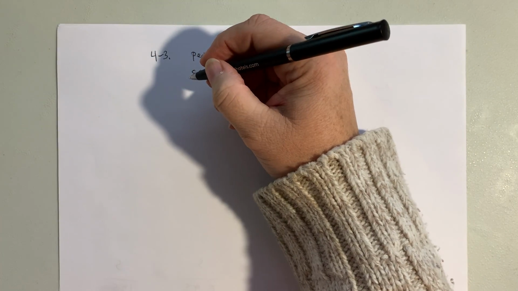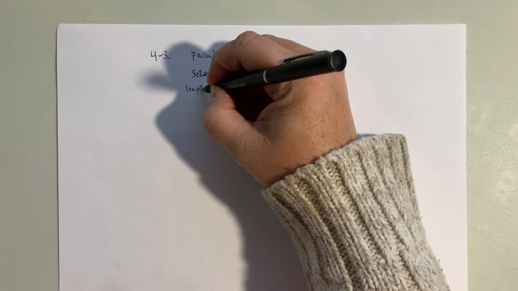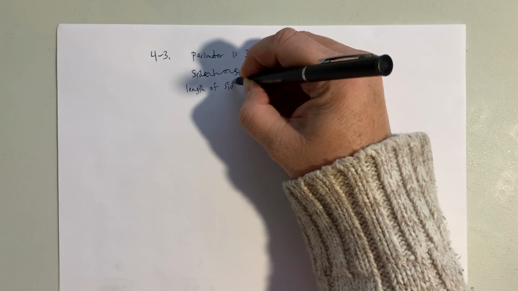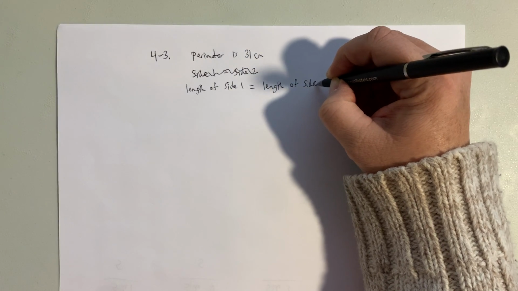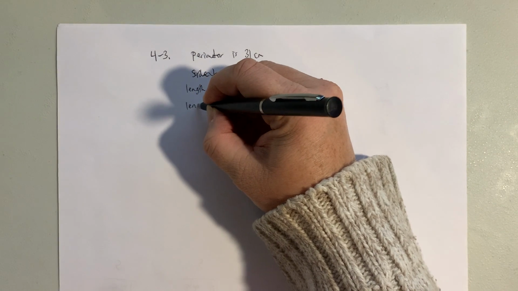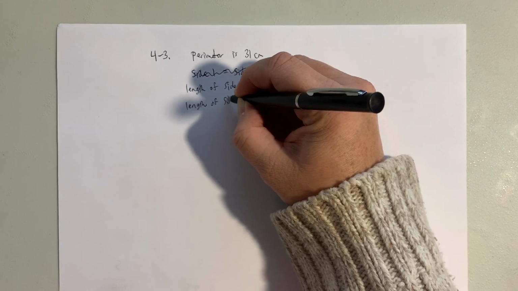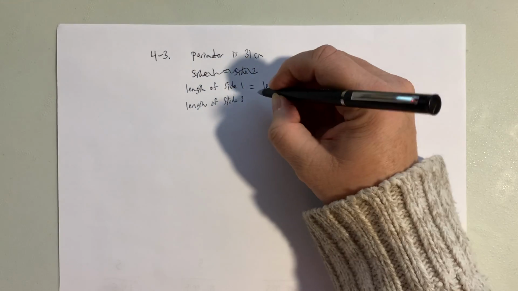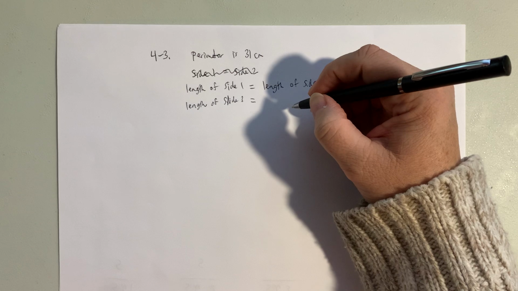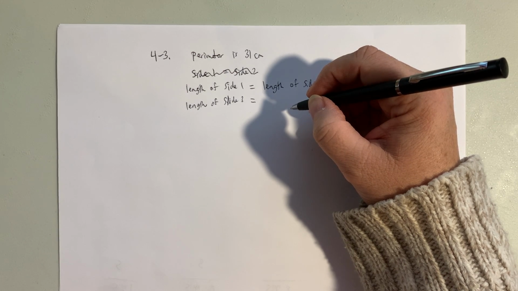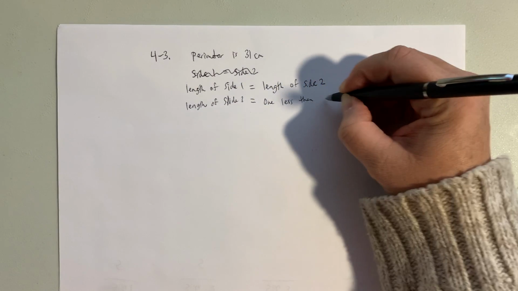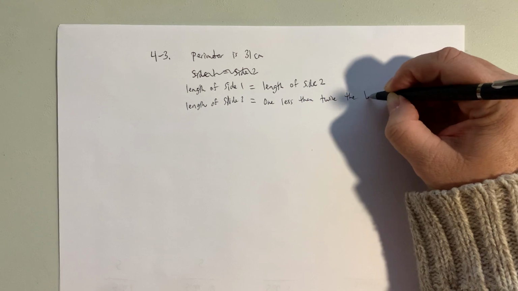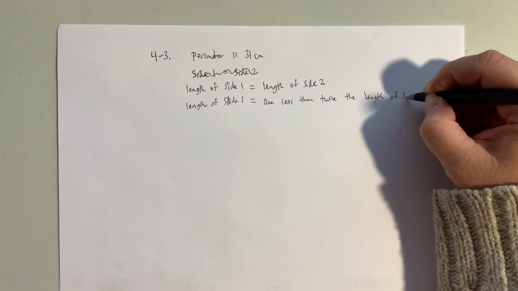Actually, we don't want to write it like that, right? Because we want to write the length of side 1. The length of side 1 equals the length of side 2, and we know that the length of side 3 equals 1 less than twice the length of side 1. So then we'd actually just write that down in words. 1 less than twice the length of side 1.